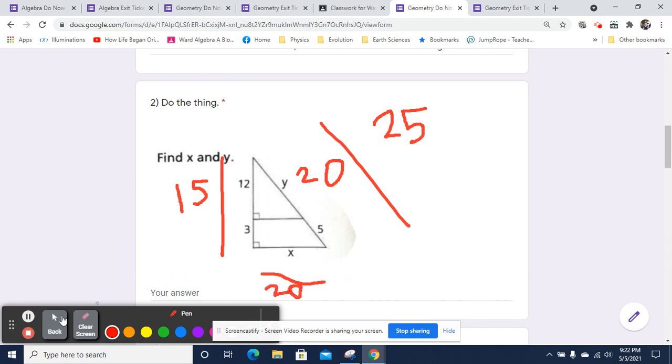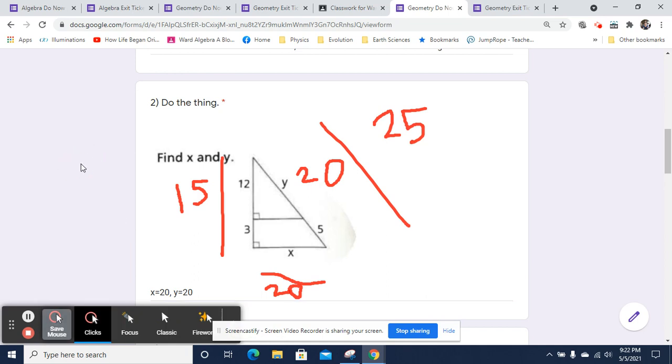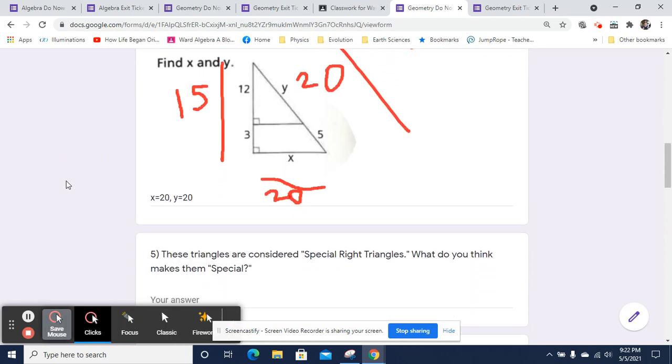So x is 20. So x equals 20. Y also equals 20. They're both 20. So x and y are both 20. And I think that's all of them for this one.